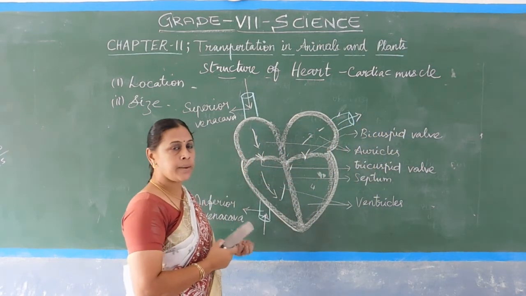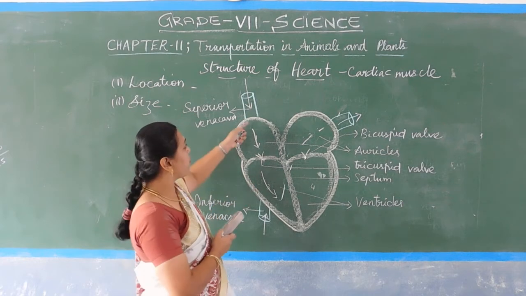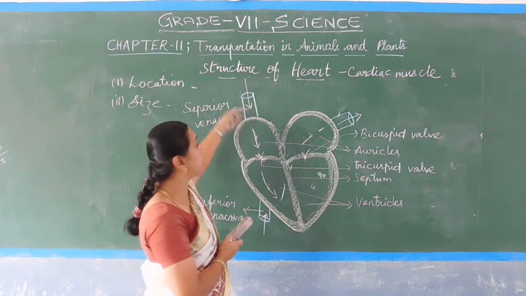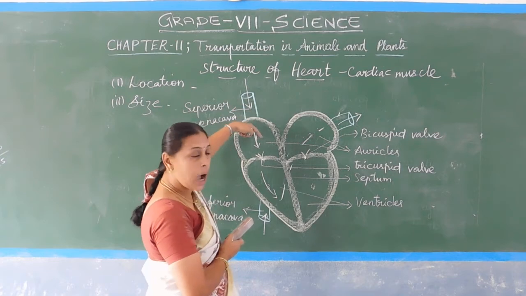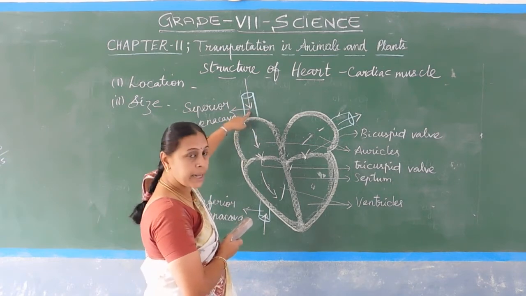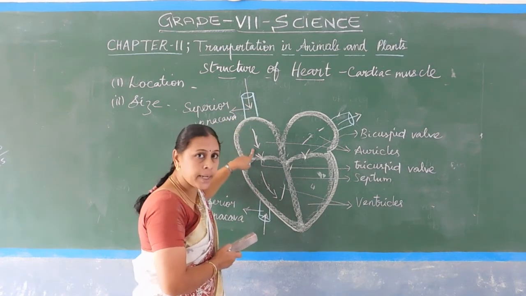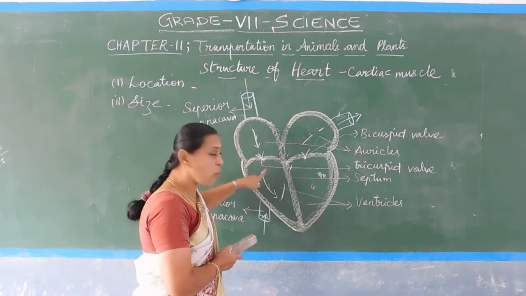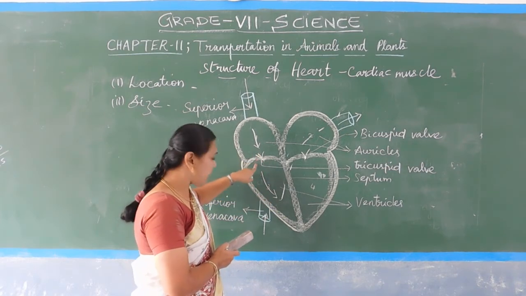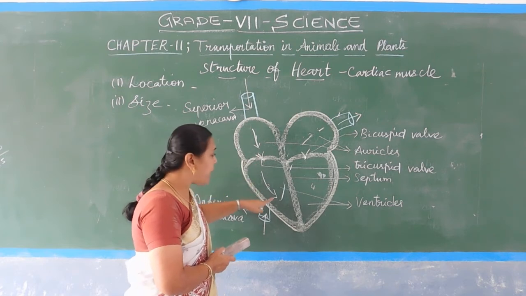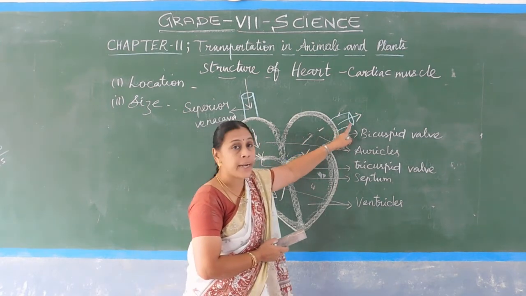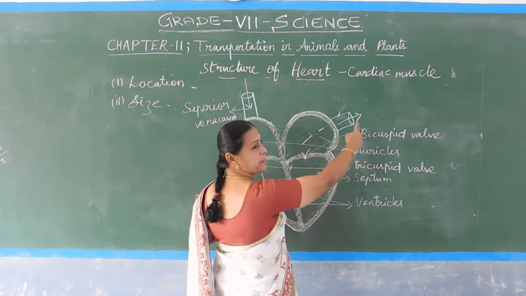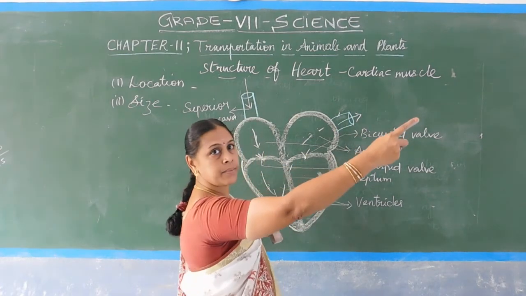So do you understand? The blood is collected from the superior vena cava and inferior vena cava, and it enters the heart into the right auricle. Then it enters the right ventricle through a valve called the tricuspid valve. From there it enters into the pulmonary artery. It is carried through the pulmonary artery to the lungs.